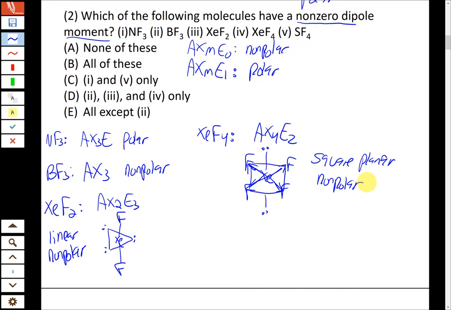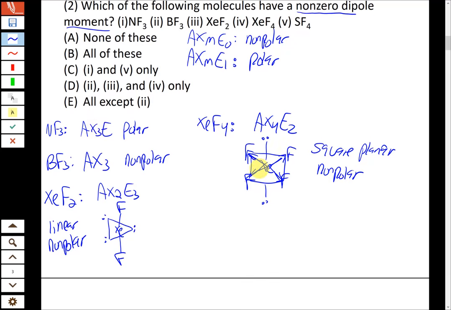So that was probably the one that's the least obvious of these. But it's going to be nonpolar when it's AX4E2, where you now have 2 sets of basically superimposed linear units that cancel each other out in terms of their dipole.